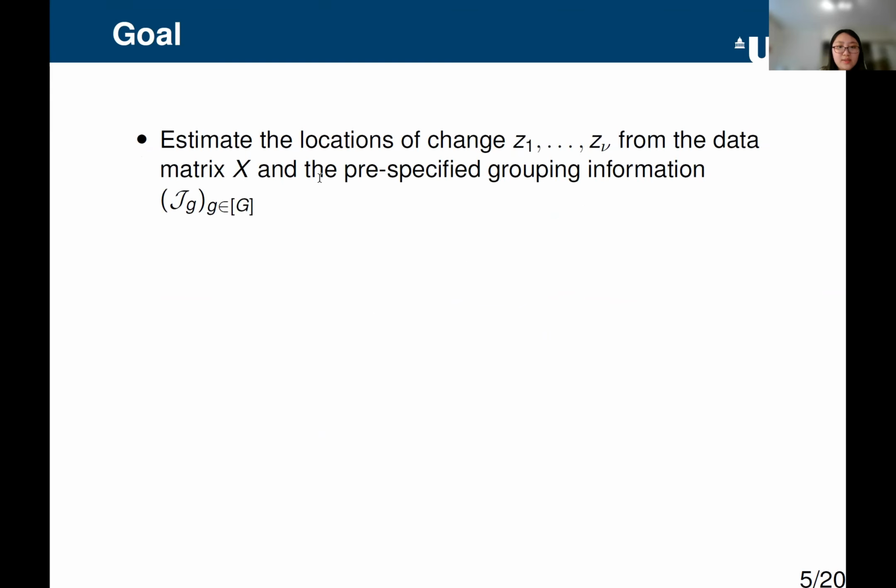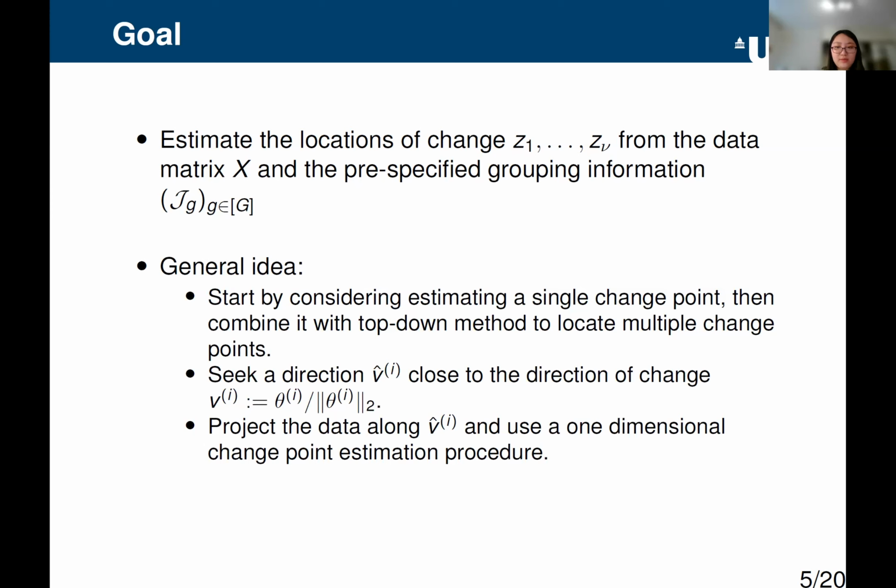Our goal is to estimate the locations of change z_1 up to z_nu from the data matrix X and the pre-specified grouping information J_g. Our general idea is to start by considering estimating a single change point, and then combine it with a top-down method to locate the multiple change points. To estimate a single change point, we first need to seek a direction v-hat, which is close to the direction of change. Then we project our data along this direction, and use a one-dimensional change point estimation procedure to locate the change point.